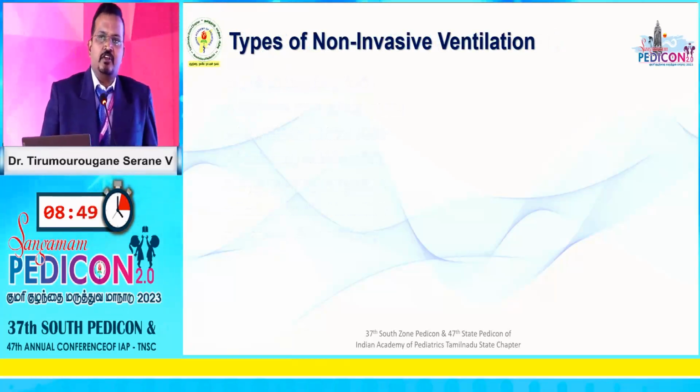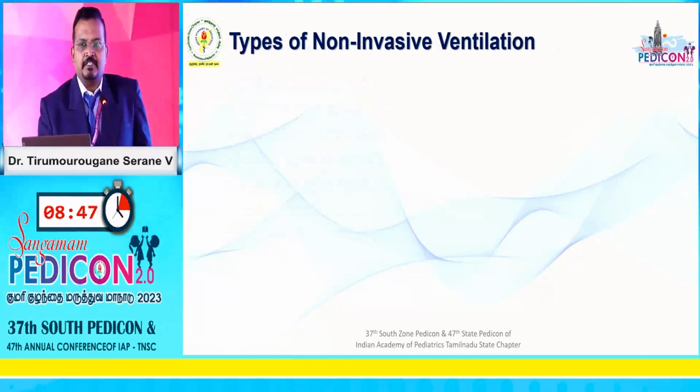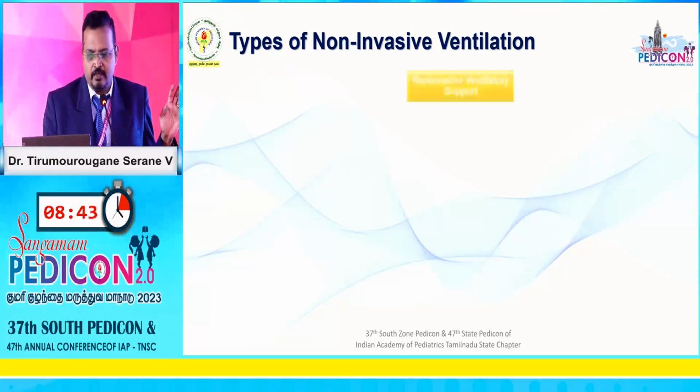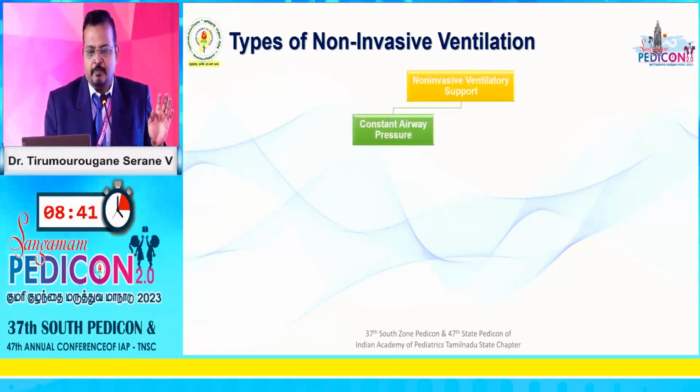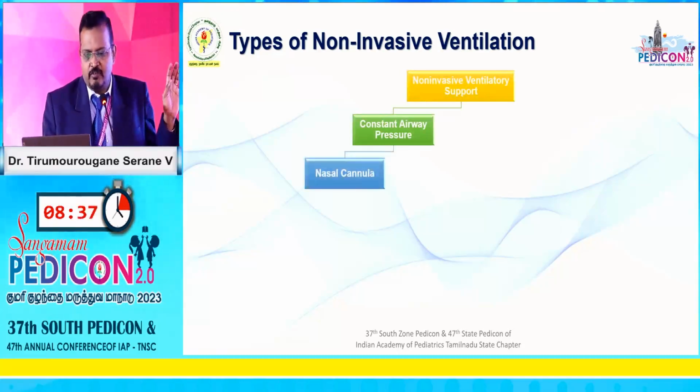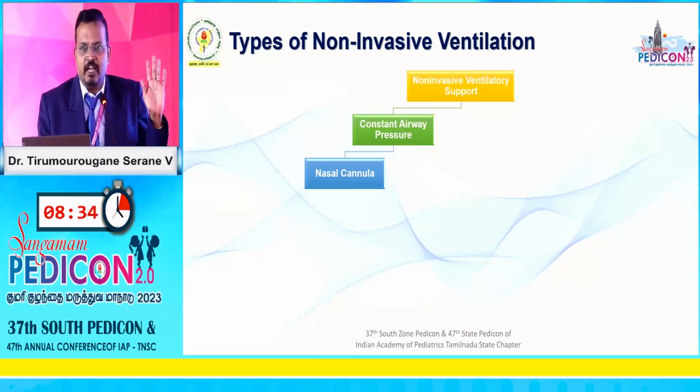Now we have agreed that giving CPAP is the best way. What are the different ways by which we give it? And this is where the mimicry comes in. When we talk about NIV support, there are two ways. One is to give a constant airway pressure. The second is to give a variable airway pressure.